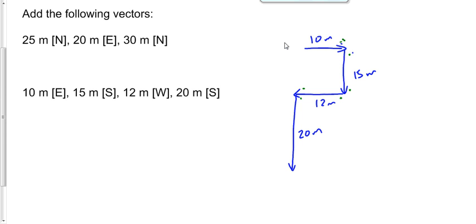My resultant is going to go from start to finish, and we're going to label it R here. That's a really ugly looking one. So what are we going to do? We're going to turn it into a right-angled triangle. We're going to do that by going through our X components and our Y components.